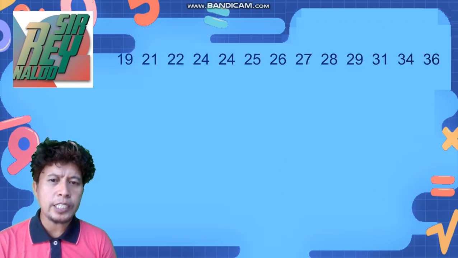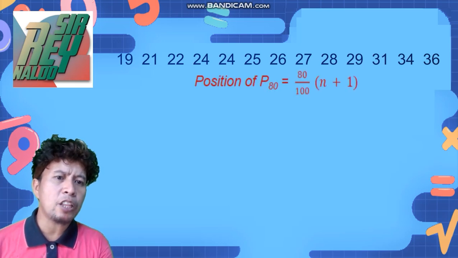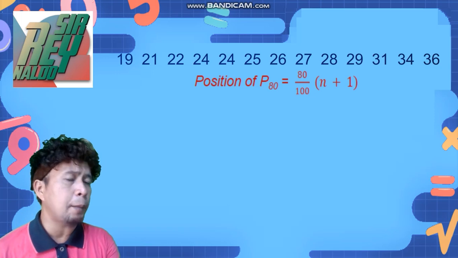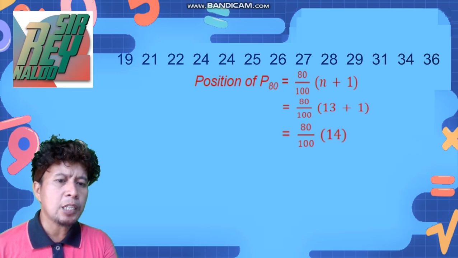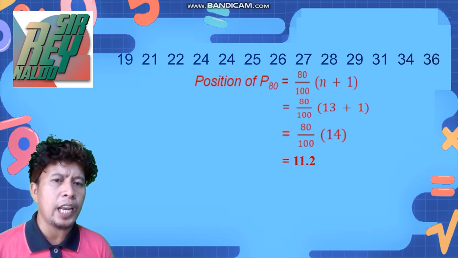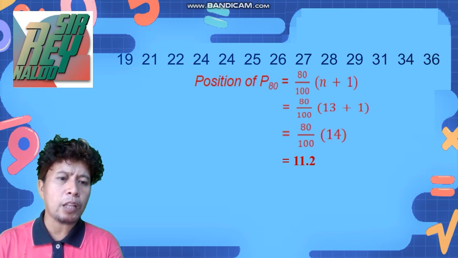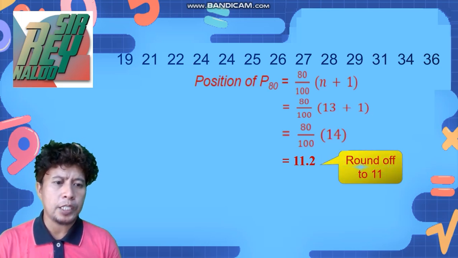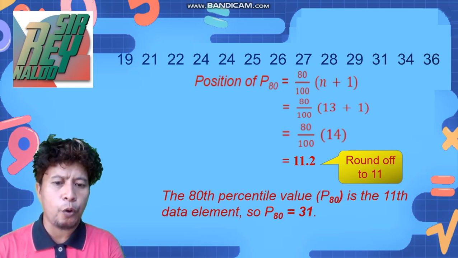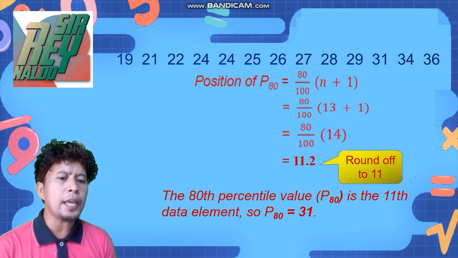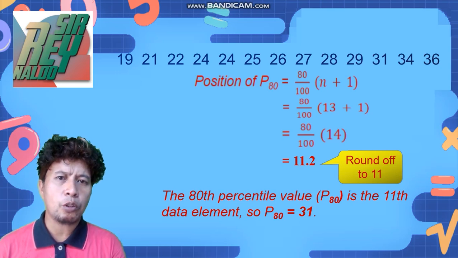How about this? Okay, still using the same given, the position of P80 is equivalent to 80 over 100 multiplied by the quantity n plus 1. So by substitution, again, 13 plus 1 is equal to 14. Simplifying further, we'll come up with 11.2. So this time, dahil percentile tayo, subject to the rule of rounding off numbers, if we have to round off, 11.2 becomes 11. So therefore, the 80th percentile value, or P80, is the 11th data element. So P80 is equal to 31.